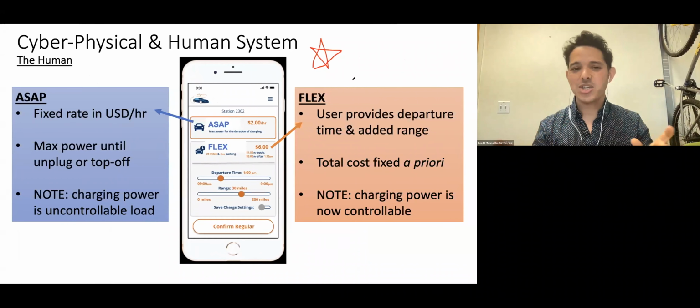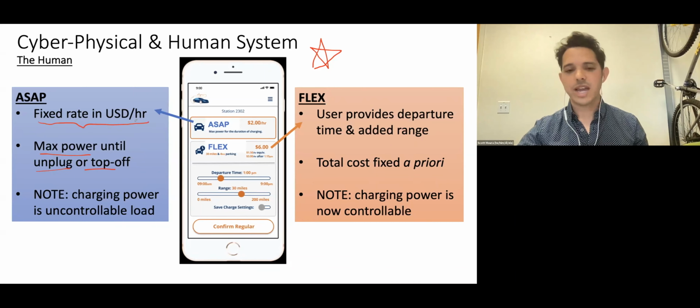This is the key decision point where we're trying to incorporate human behavior by giving them a choice amongst a menu of two. Okay. And we have this ASAP option and flex option. So what does ASAP mean? ASAP is just the normal charging experience. It means that when you plug in, it's going to charge at max power until you unplug or top off. And the pricing for that is just a fixed rate, like in dollars per hour.